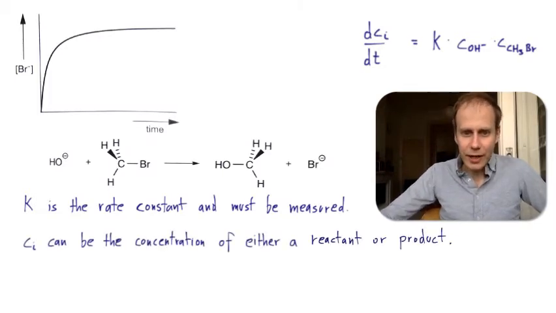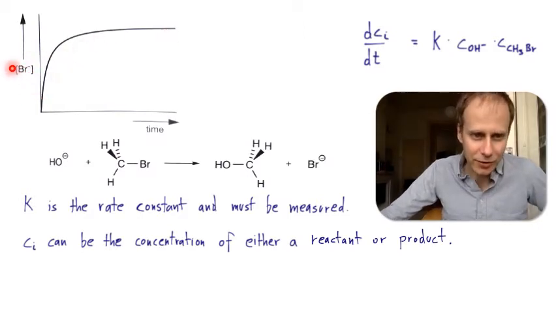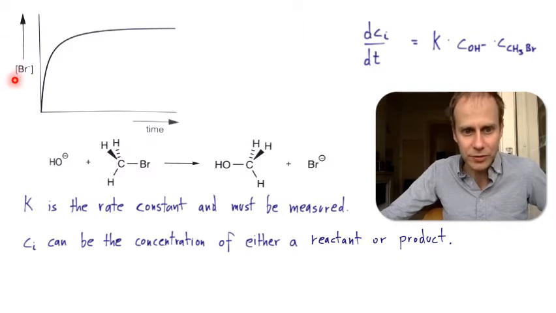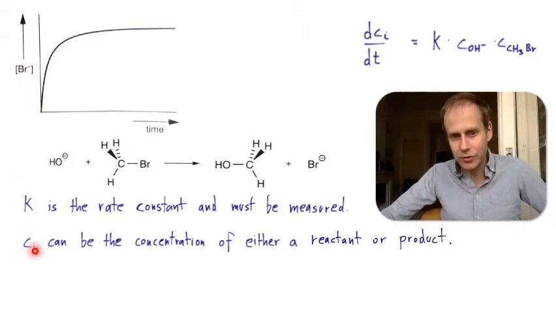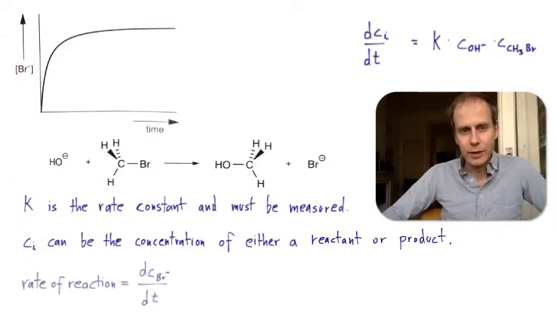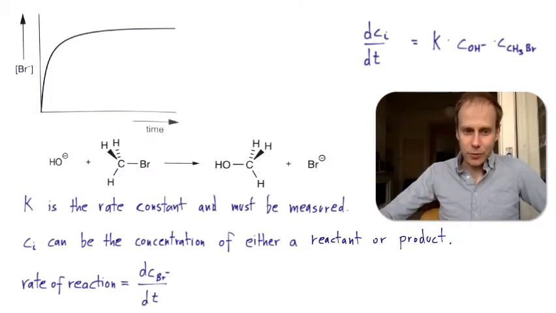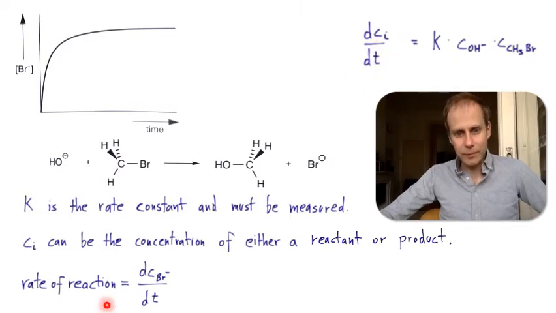So C_i, as I said before, is the concentration of either a reactant or a product. Here it's the product, the concentration of the product, right? Here the concentration is expressed with these brackets, but in my formulas I use C as the concentration. So now the rate of reaction, the change of the concentration over time, in this case is the change of concentration of bromine ions over the time interval.